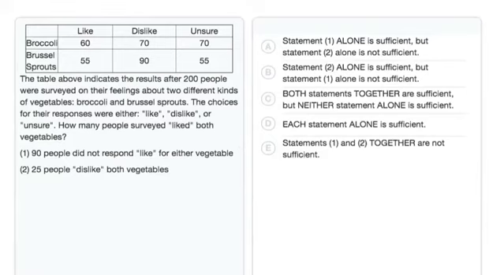To solve this data sufficiency question, we'll consider each statement separately first and then together if needed. Before diving into the statements, let's take a look at what the question is actually asking and the information that we can extract from it. We need to determine whether we can find a value for how many people liked both vegetables. Let's call that B.